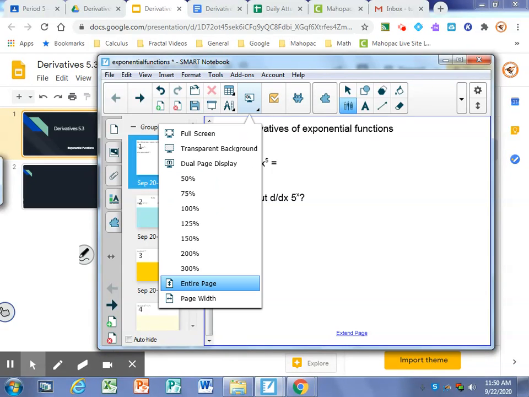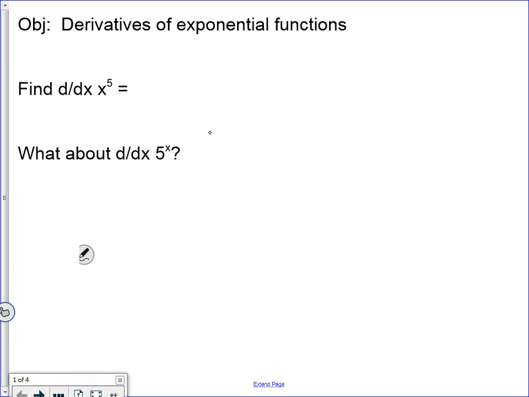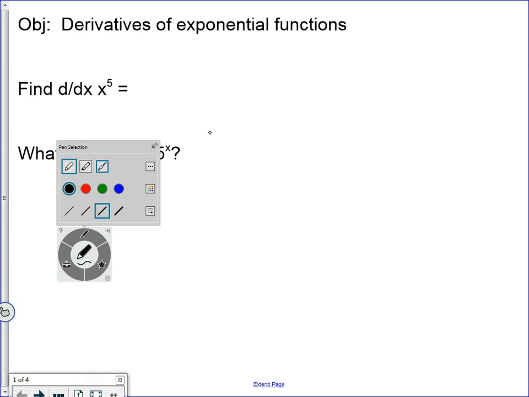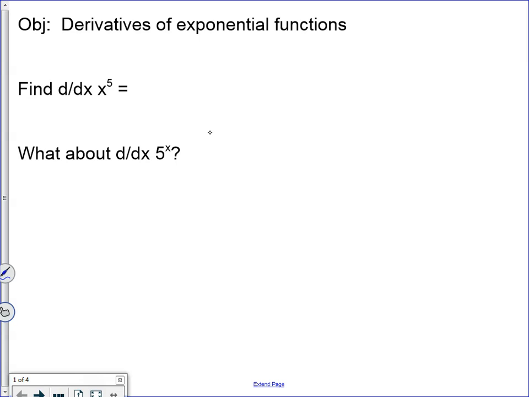Everybody, today we're going to do a quick little video on finding the derivatives of exponential functions. First of all, if I take the derivative of x to the fifth, we all know by now it's 5x to the fourth. You subtract 1 from the exponent, and you also move that exponent in front. But what if I switched it around and made it 5 to the x power?